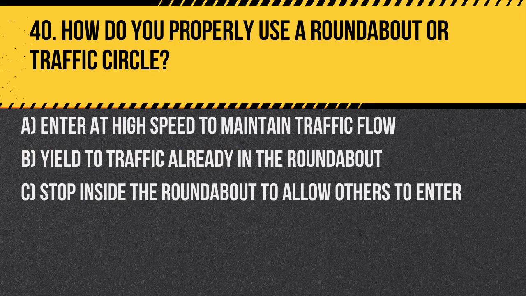Question 40. How do you properly use a roundabout or traffic circle? A. Enter at high speed to maintain traffic flow. B. Yield to traffic already in the roundabout. C. Stop inside the roundabout to allow others to enter.